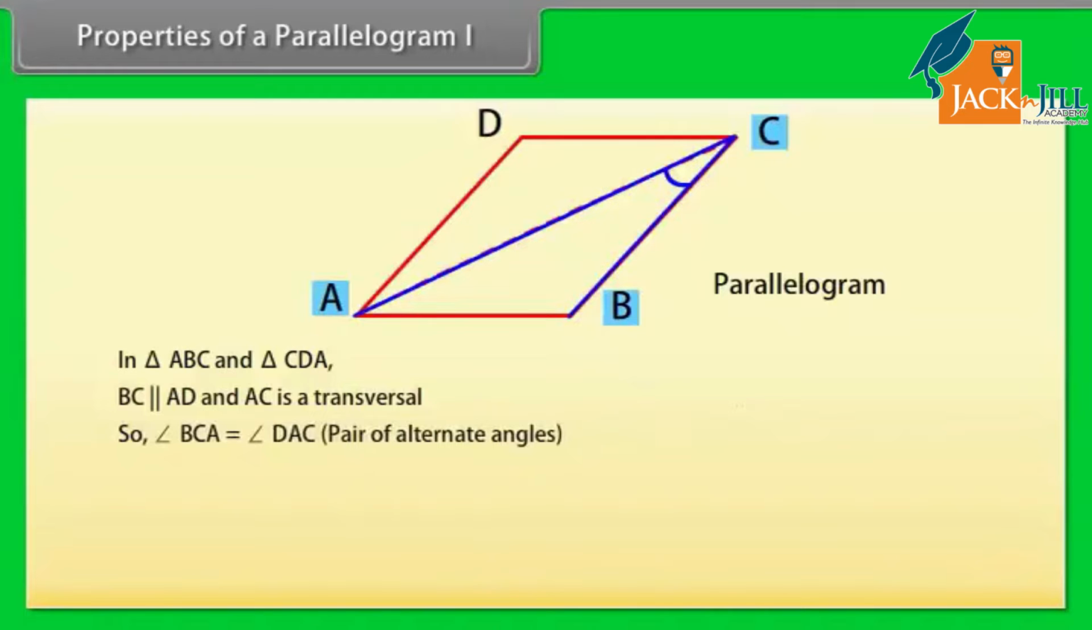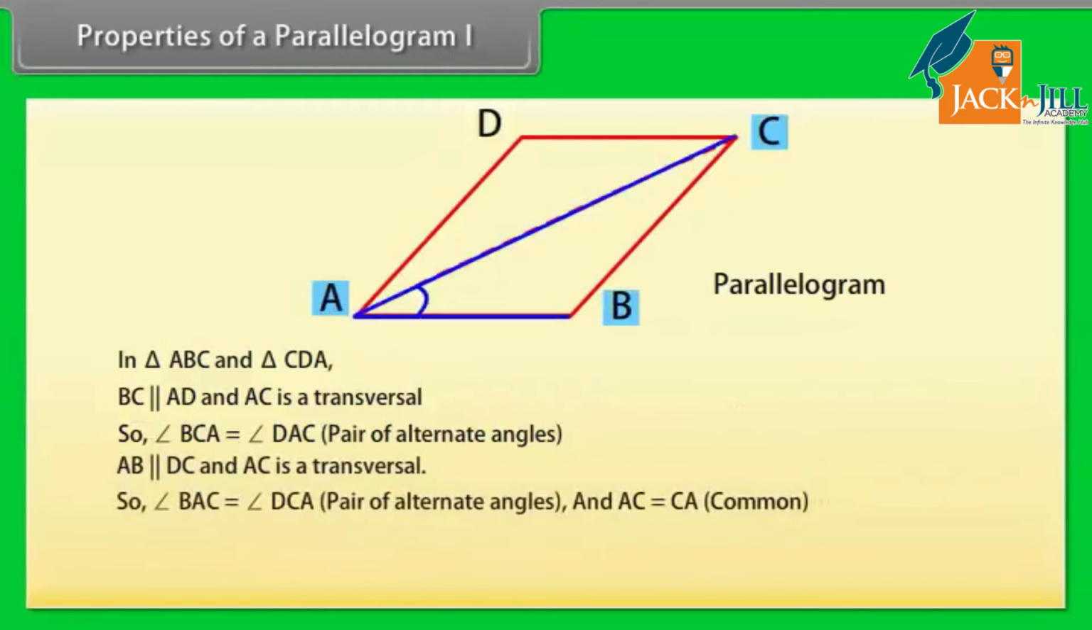So, angle BCA is equal to angle DAC because these are pair of alternate angles. Also, AB is parallel to DC and AC is a transversal. So, angle BAC is equal to angle DCA because these are pair of alternate angles, and AC is equal to CA because this is common in both the triangles.